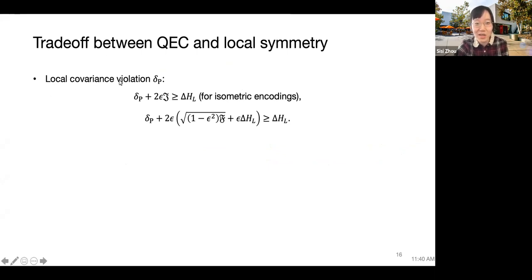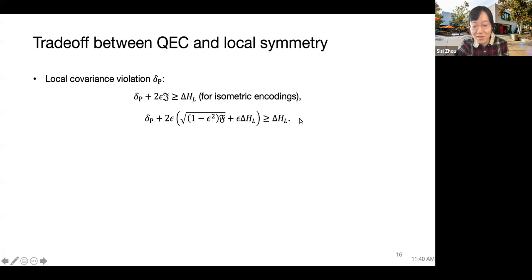So for the local covariance violation, what we get is, for isometric encodings, we have this type of relation: basically the summation of the local covariance violation and epsilon with some kind of coefficient is going to be lower bounded by delta HL.